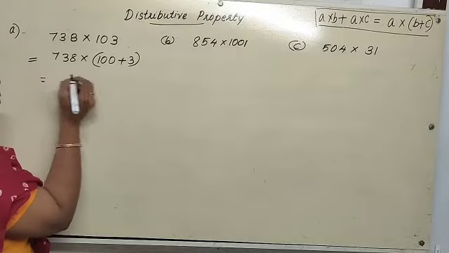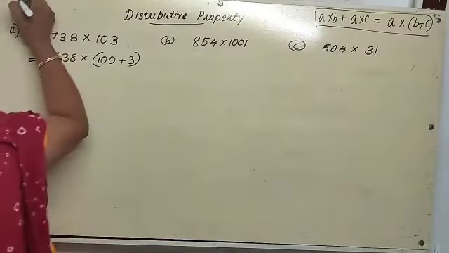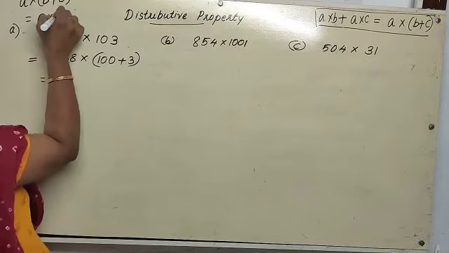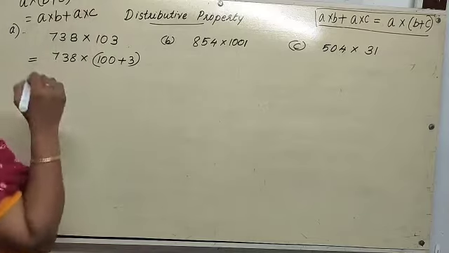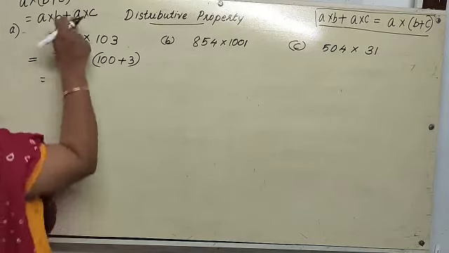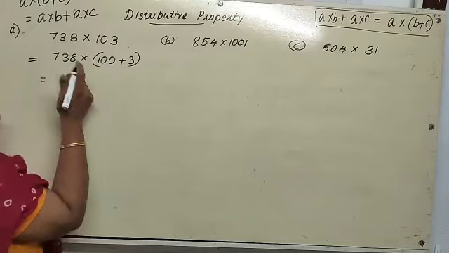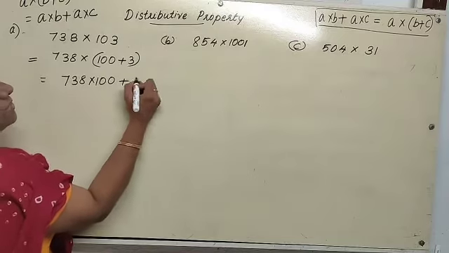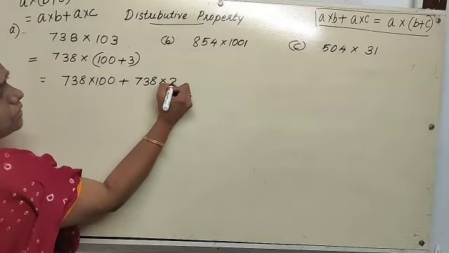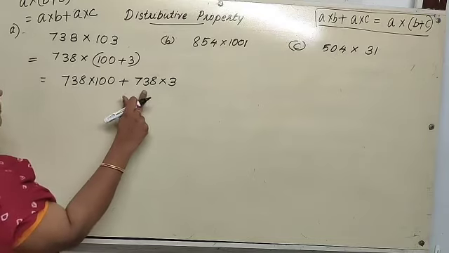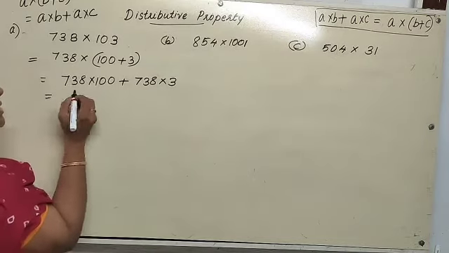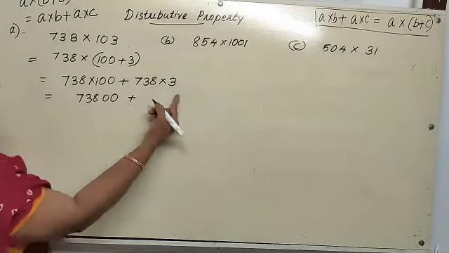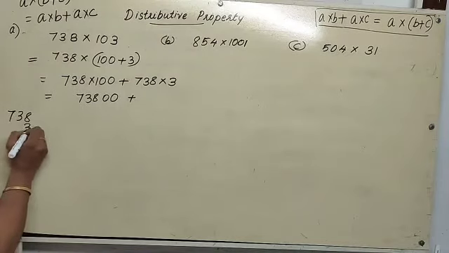103 we can write as 100 plus 3. So this is in the form A into (B plus C). What is A into (B plus C)? A into B plus A into C. So we can multiply this: 738 into 100 plus 738 into 3. 738 into 100 we can easily multiply. Then 738 into 3.